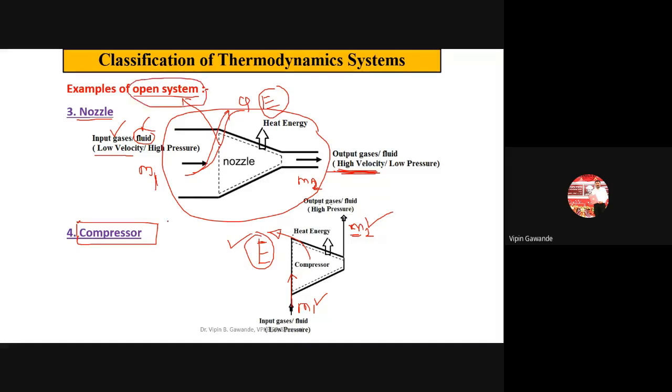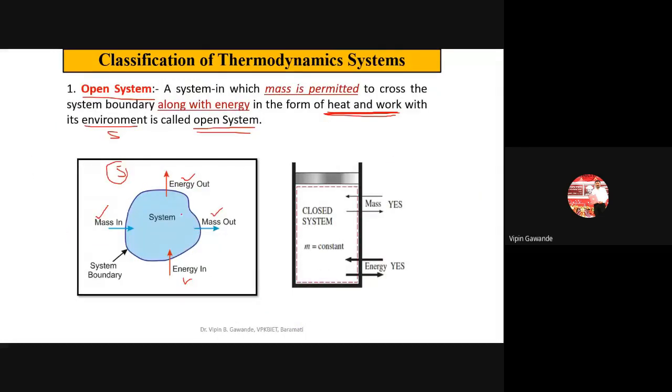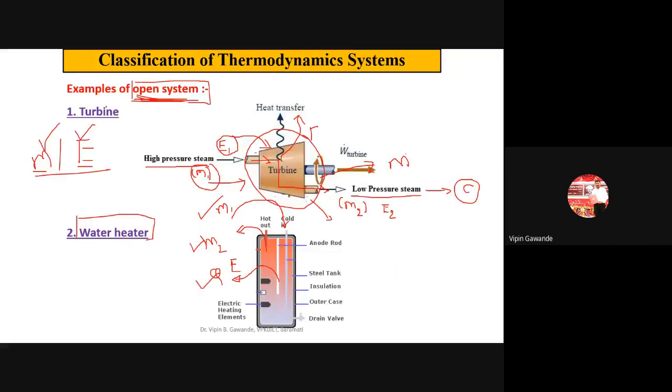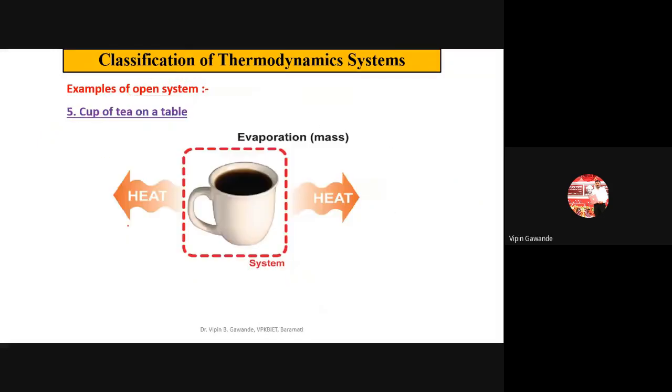So these are the four examples of your open system. Which system will we call an open system? A system which allows mass transfer as well as energy transfer. That system is called an open system. So the examples are turbine, water heater, nozzle and compressor. These are the examples of your open system.